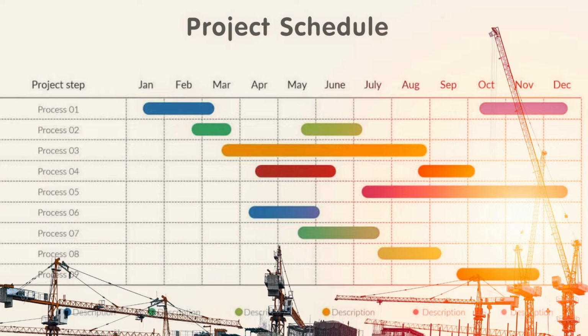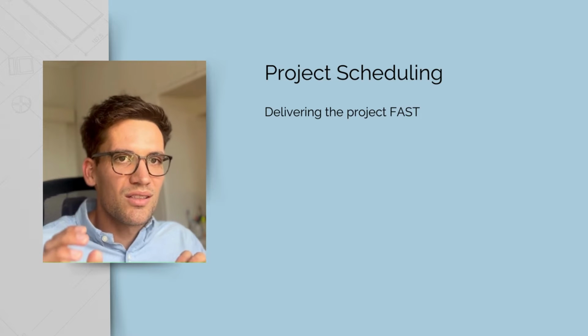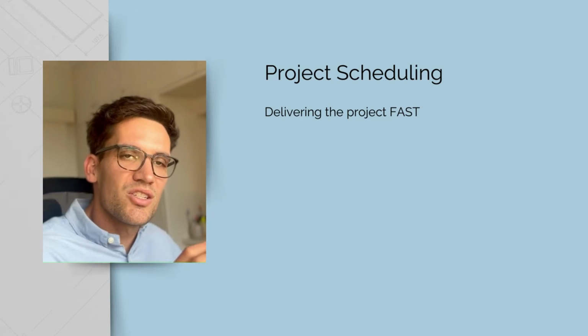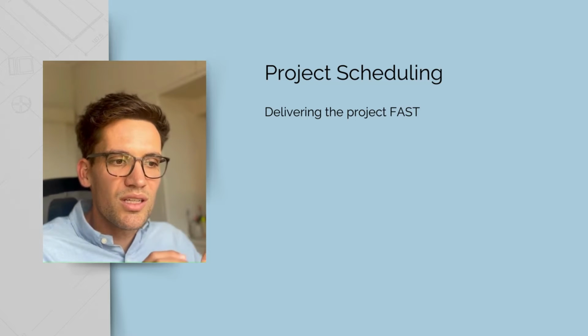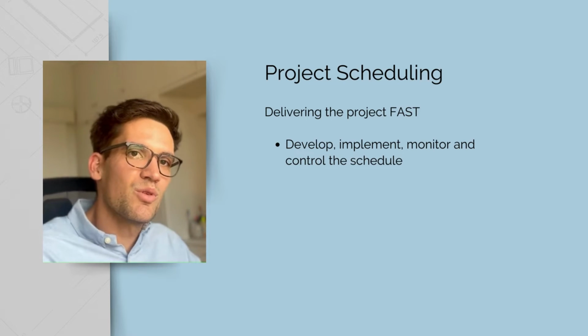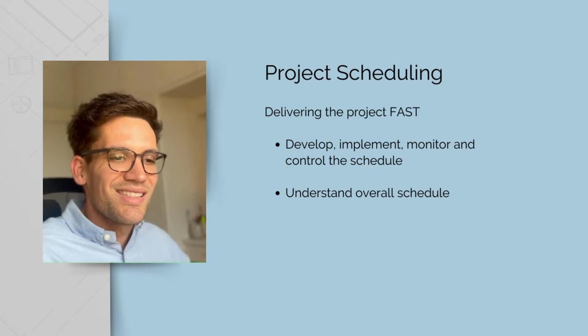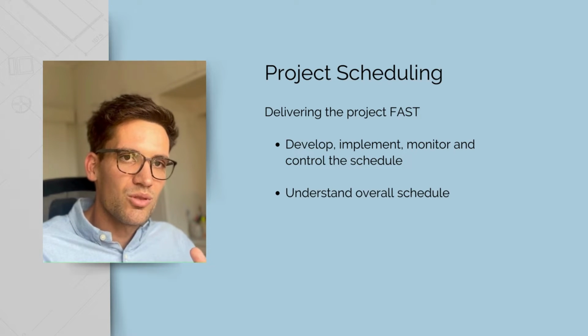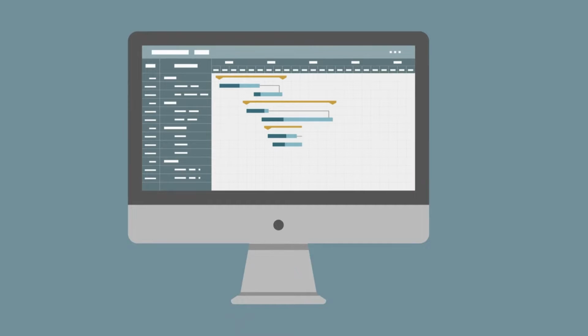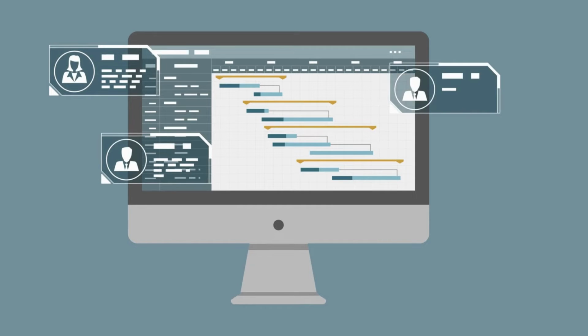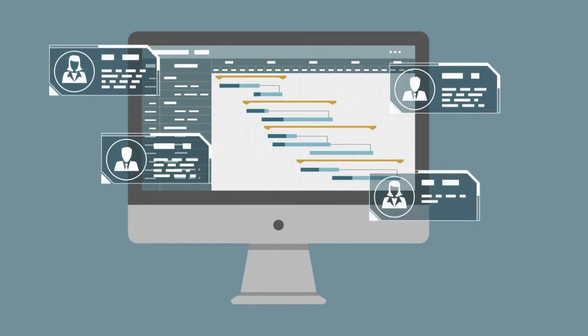Project scheduling. This is the skill we use to deliver the project fast. Or maybe not fast, but at least on time. So a project engineer is going to use project scheduling to develop, implement, monitor and control the schedule. Project engineers need to understand the overall schedule. They need to develop a short-range program for their scope of works and then track, monitor, and control progress to make sure the works actually get done on time.